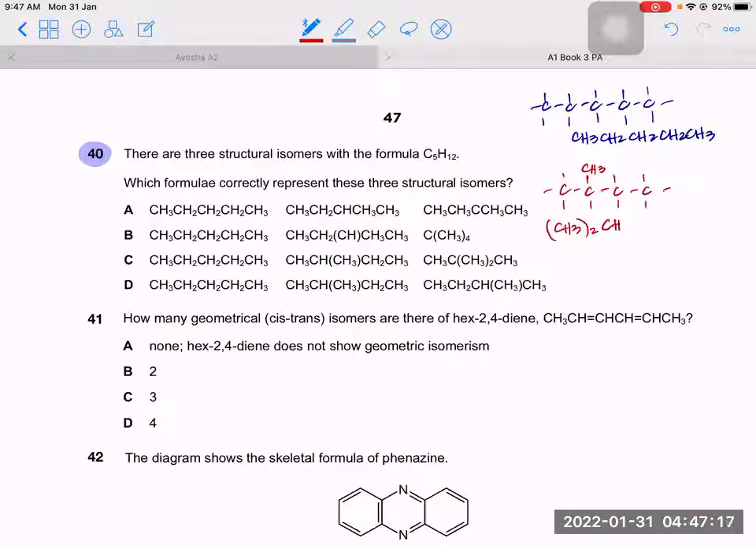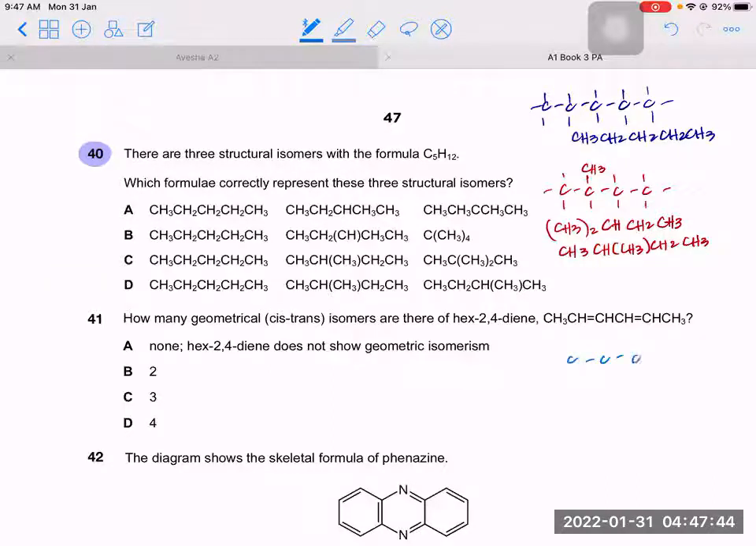Do you see there are 2 CH3s attached to a CH? Can I write it like this? Then you have a CH2, CH3, or you can write it like this: CH3, CH bracket, CH3, CH2, CH3. Then you can have the third isomer. Can you have a 3-methyl butane? No, that'll again be 2-methyl butane.